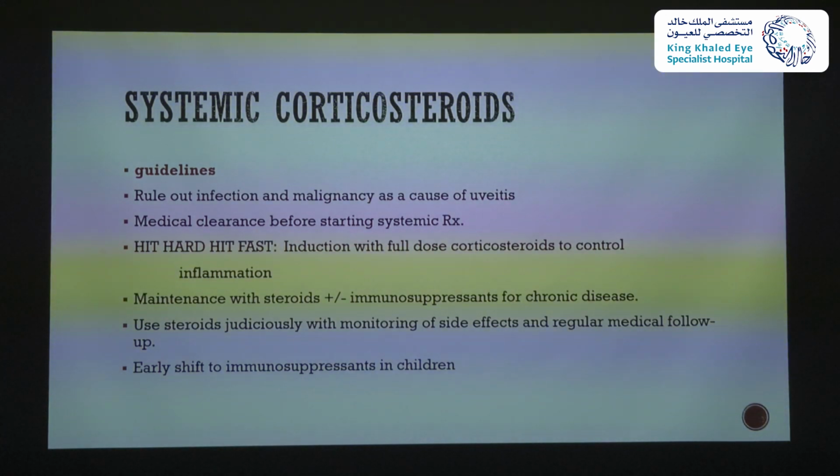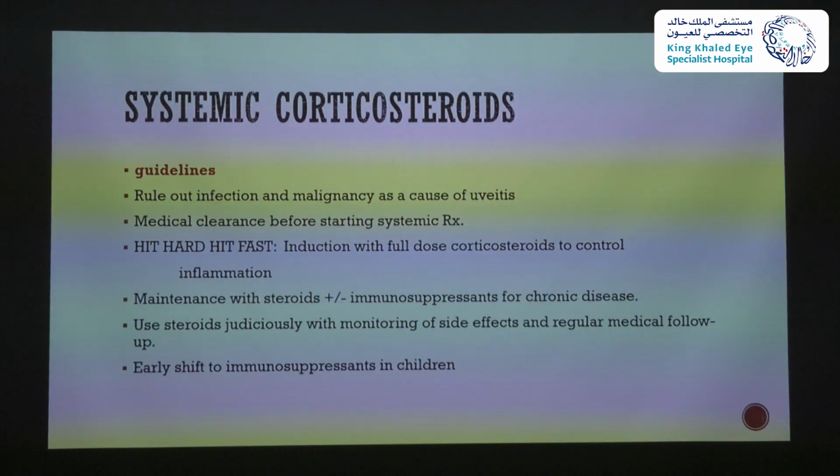Some guidelines, we mentioned some of them before. We should rule out infection or malignancy as a cause of uveitis. Medical clearance is a must before starting systemic treatment. And as a rule, you should hit hard and hit fast. So the induction should be with full dose corticosteroid to control inflammation. And in chronic uveitis, we should maintain the patient on the lowest possible steroid dose, plus starting immunosuppressant treatment.